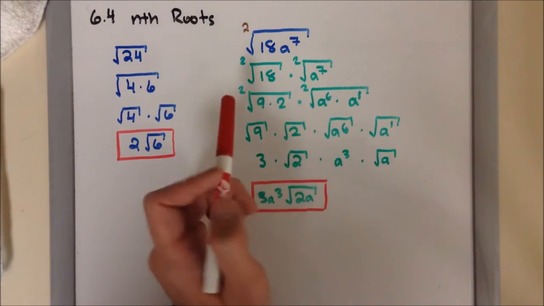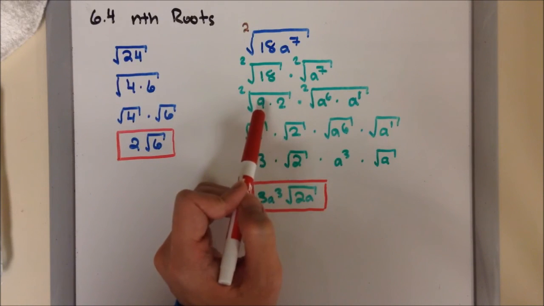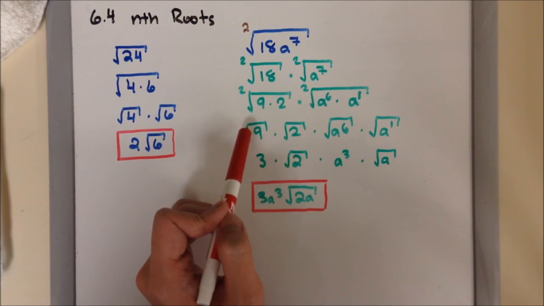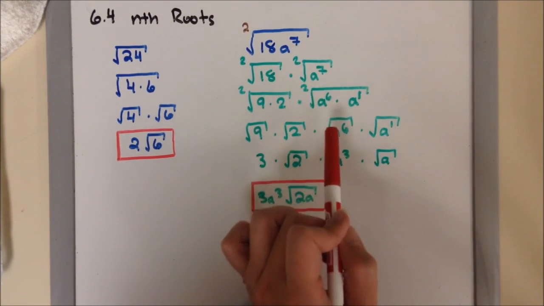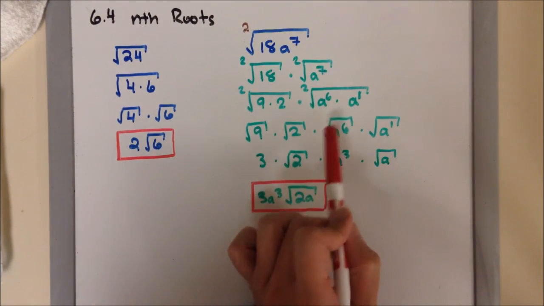And all I did was, for the number part, I split it into two numbers where one of them I can do the square root of. Same concept, a to the 7th, I split it into two a's where I could do the square root of one of the a's.